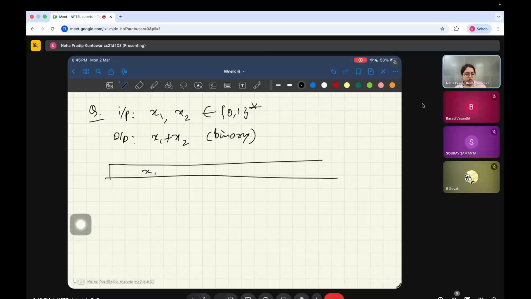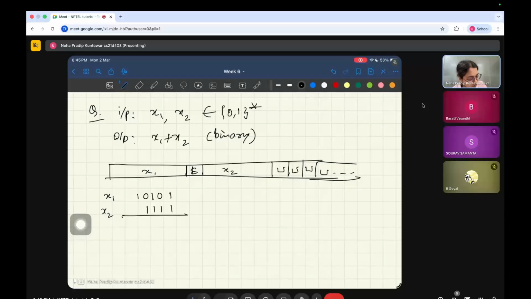So there's some part of the tape that is occupied by x1. Then there should be some separator that tells you that x2 starts here, and then you have blanks. Okay. So let's say this is x1 and this is x2, then how do you perform your binary operation?